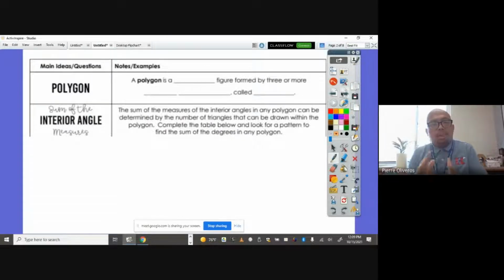So a polygon is a closed figure formed by three or more line segments called sides. The sum of the measures of the interior angles in any polygon can be determined by the number of triangles that can be drawn within the polygon. So say if you can draw two triangles in a figure, that means the sum of the angles can be found using that concept.